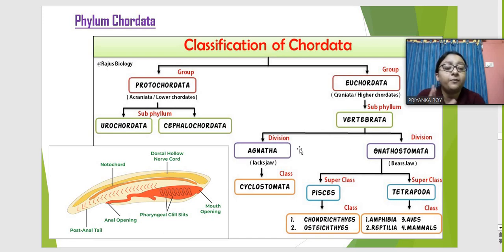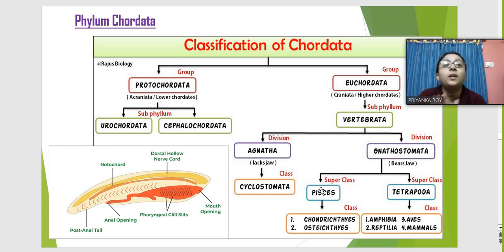This Vertebrata can be divided into two superclasses, Agnatha and Gnathostomata, on the basis of presence or absence of jaws. So the jawed animals are categorized into Gnathostomata, where gnathos means jaw and stoma means mouth, so they bear jaws in their mouth, and Agnatha means they lack jaws. The one and only class of this division is the class Cyclostomata, and in Gnathostomata there are two superclasses, Pisces and Tetrapoda.